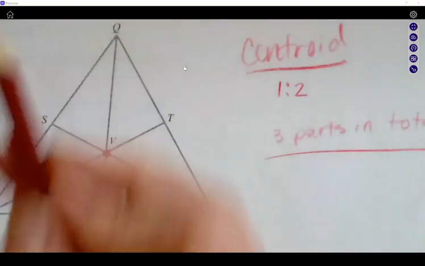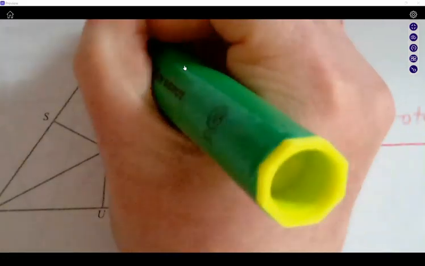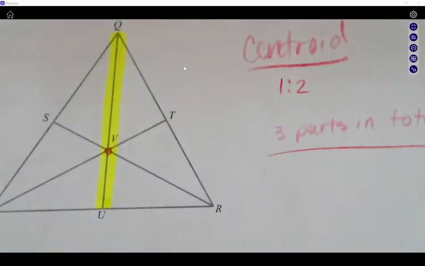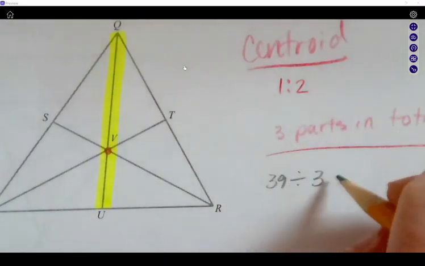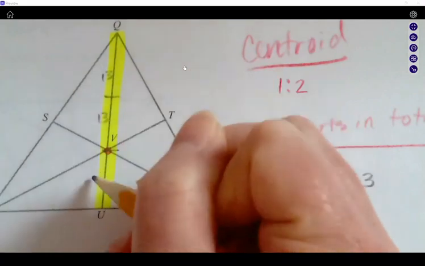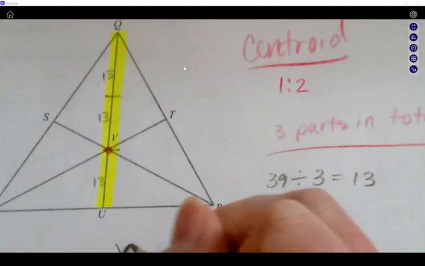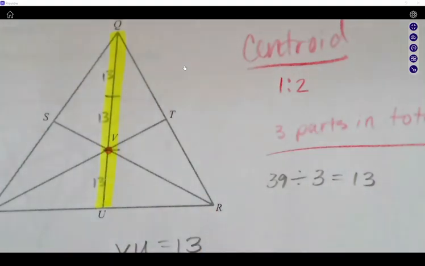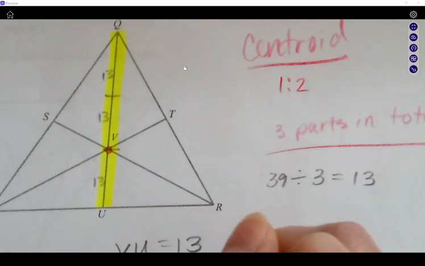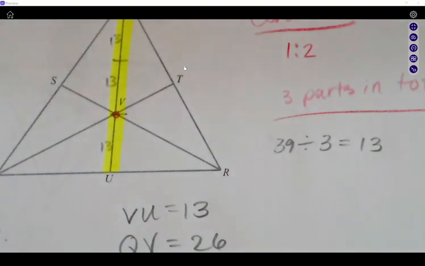It says that QU equals 39, and it gives me that V is a centroid. So I need to find QV and VU. It says this entire median is 39 units. Since we're working in that 1-to-2 ratio, I like to take that 39, divide it by 3, and I get 13. So that tells me that each third of this is worth 13 units. So what is the measure of VU? Yeah, it's 13. What about QV? Yeah, 26.